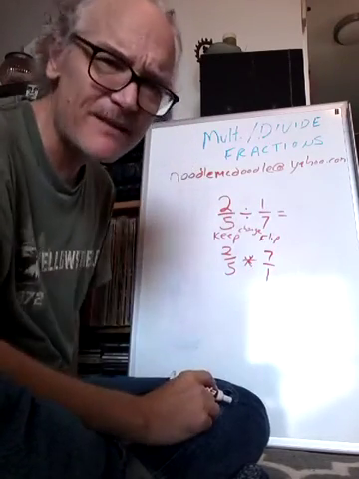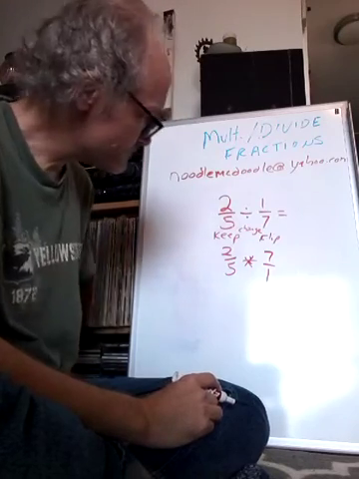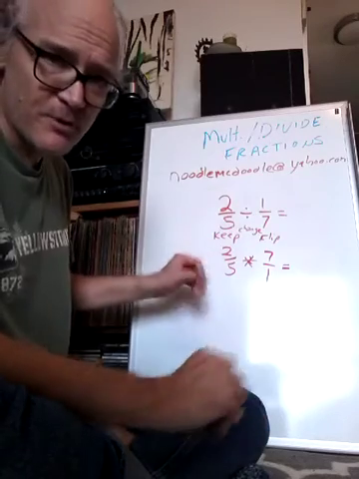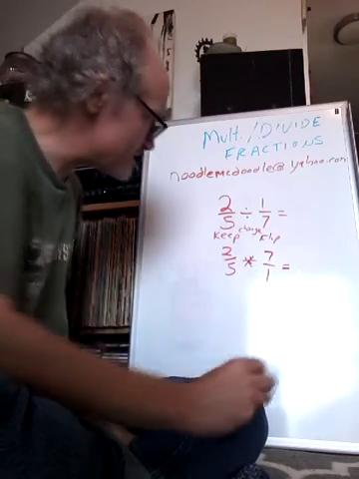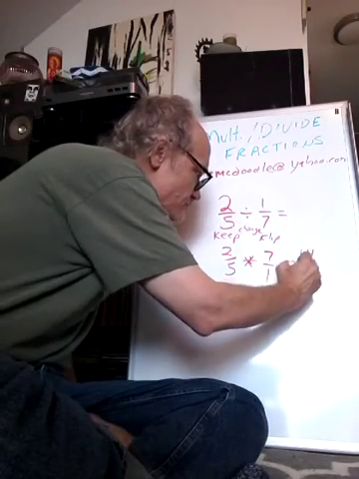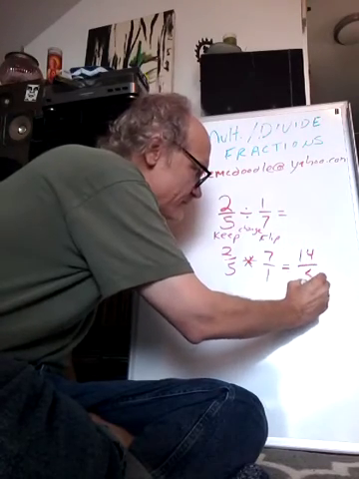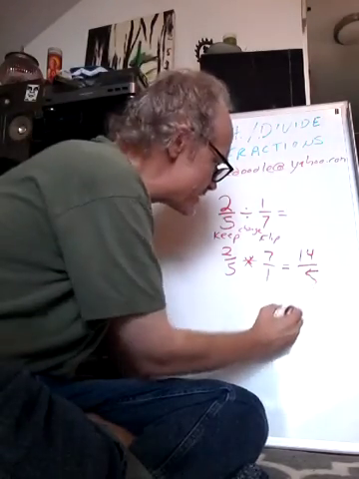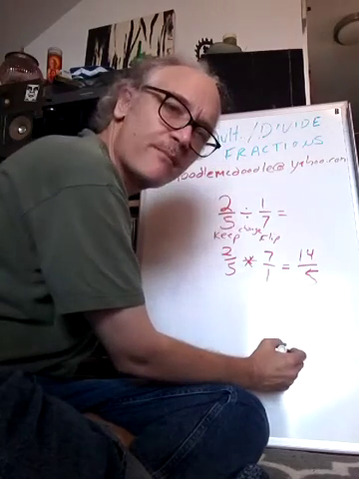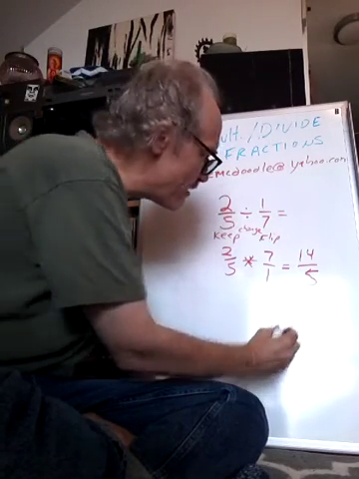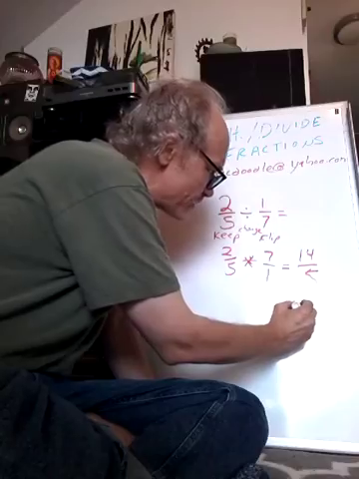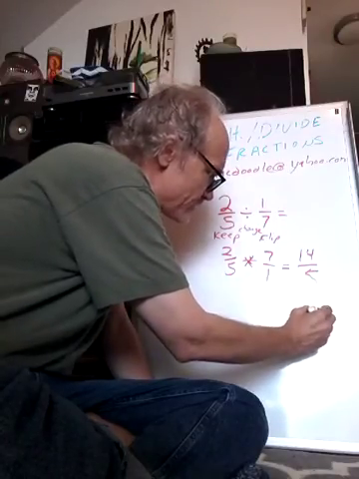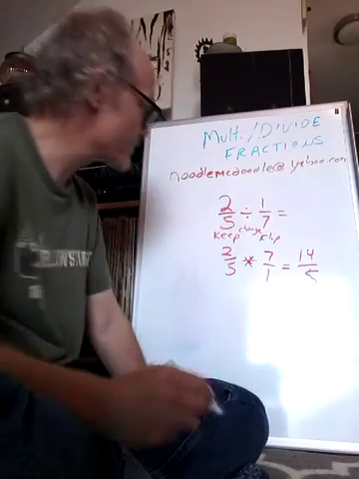Can you see what's happening there? Good. Once we do that, then it's multiply straight across. 2 times 7 is 14. 5 times 1 is 5. Let's change this to a proper mixed number. It's called an improper fraction. Now, how many times can 5 go into 14? 2 would make 10, and then I have 4/5. There we go. Same thing.